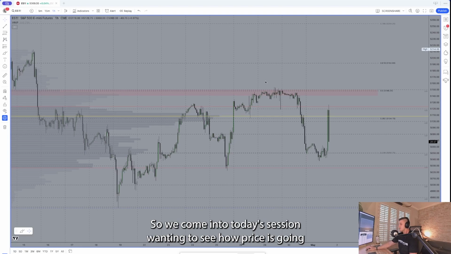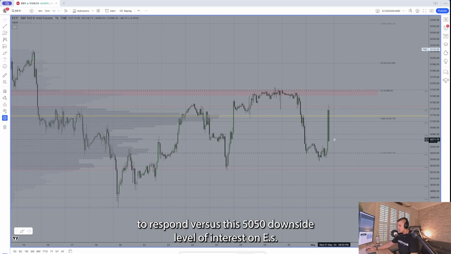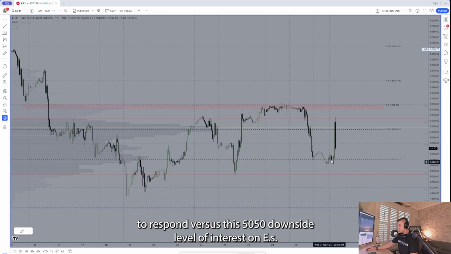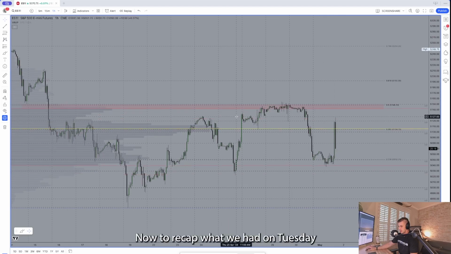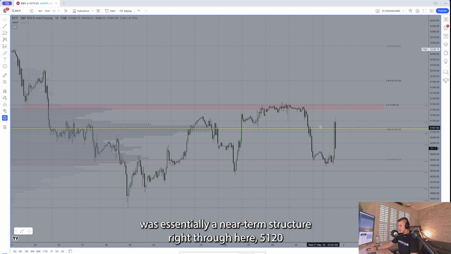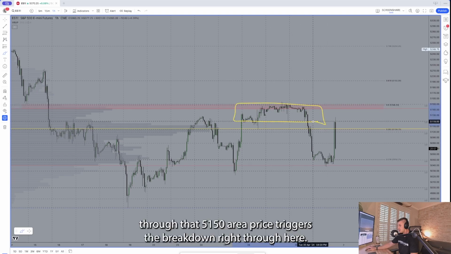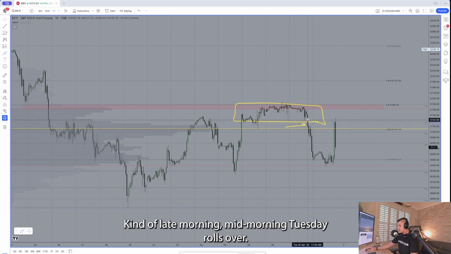So we come into today's session wanting to see how price is going to respond versus this 50-50 downside level of interest on ES. Now, to recap, what we had on Tuesday was essentially a near-term structure right through here, 51.20 through that 51.50 area. Price triggers the breakdown right through here, kind of late morning, mid-morning.